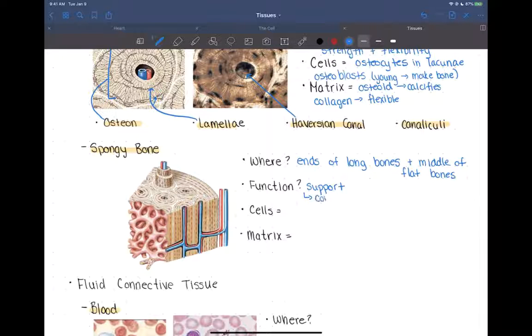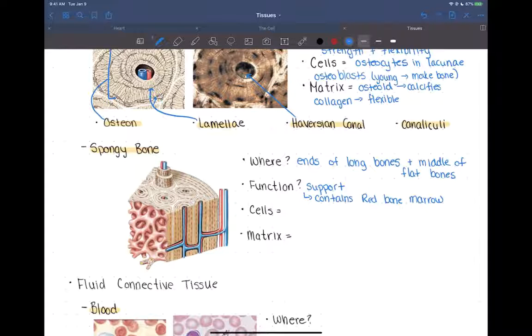And importantly, it contains the red bone marrow. Red bone marrow is essential because that's where all of your blood cells are made. Red blood cells, white blood cells, platelets, all of those are made in the red bone marrow. And all of that is housed in the spongy bone, in all of those cavities and spaces.